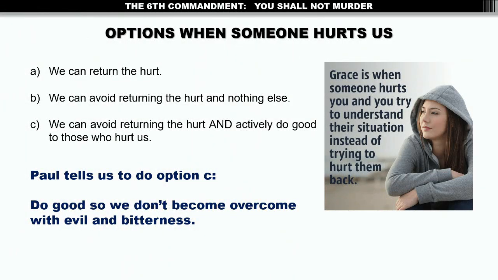Now, we have three choices when someone hurts us. A, we can return the hurt. B, we can avoid returning the hurt and nothing else. Or C, we can avoid returning the hurt and actively do good to those who hurt us.